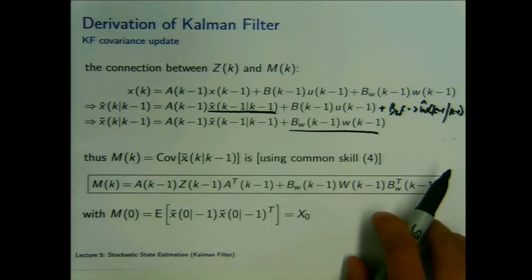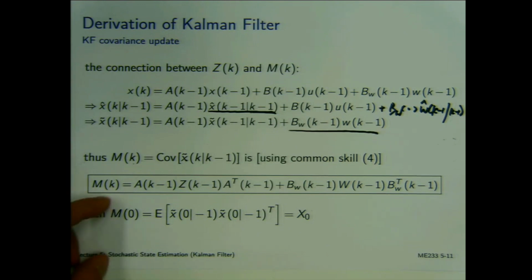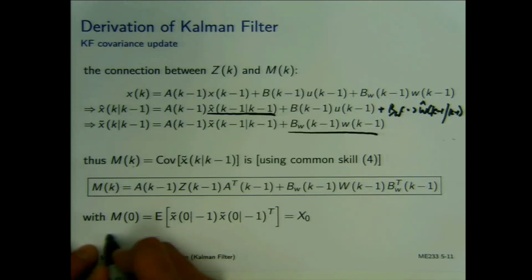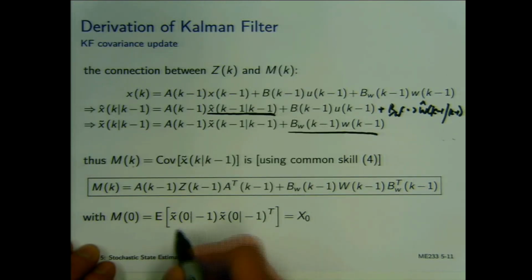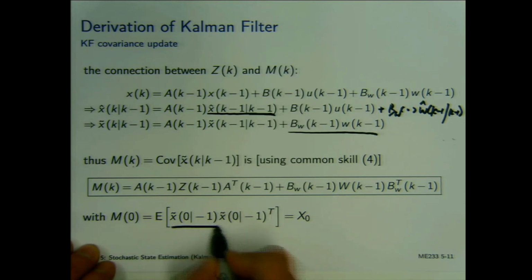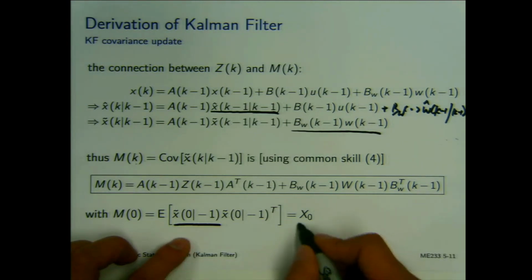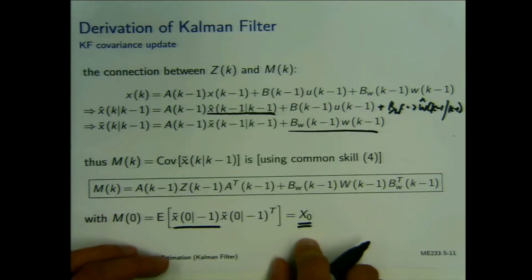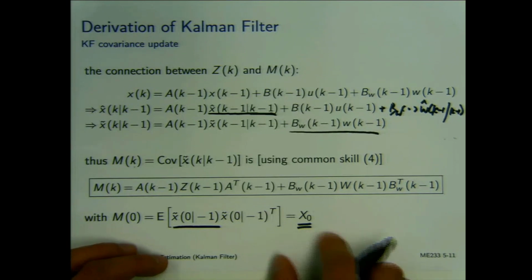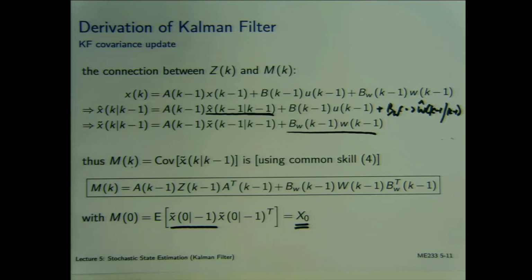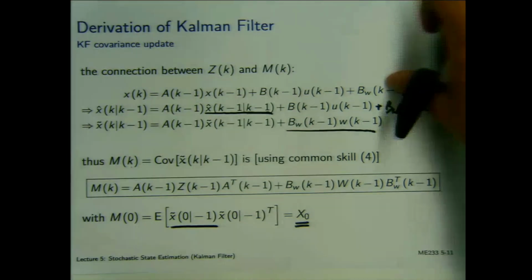And as you can guess, we have to somehow initialize the estimation. So how can we estimate x at time 0 if we don't have any information at all? The best thing we can do is use the covariance of x. So this is how the equations are initialized. Okay? So that's the derivation of the Kalman filter.